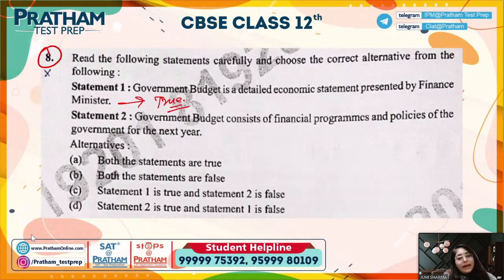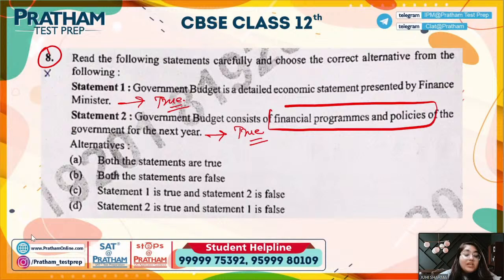Okay. Now, when I say statement number 2, which is the government budget consists of financial programs and policies of the government for the next year. Now, this is also true. Now, you might say कि मैम इसमें आपका financial programs and policies है, but are these financial programs and policies a part of what? These will make, or these are a part of the financial statements, right?